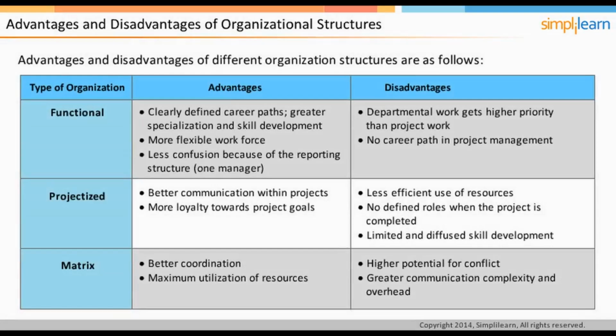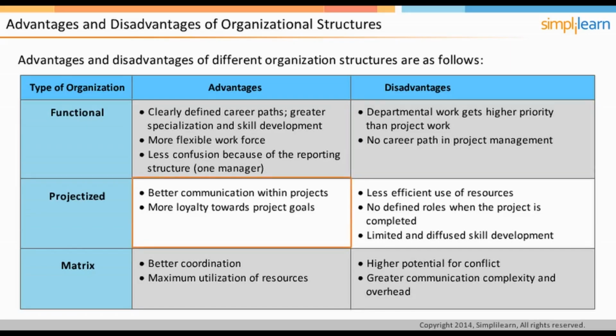Each organization structure has its own set of advantages and disadvantages. The advantage of functional organizations is that resources may find clearly defined career paths and achieve specialization and skill development in their respective fields. It will be a flexible workforce since only one manager will be responsible, avoiding confusion. The disadvantage of such organization type is that project work is hampered. Department work is always given higher priority than the project work. In addition, there is no career path in project management, which leads to lower interest in projects.